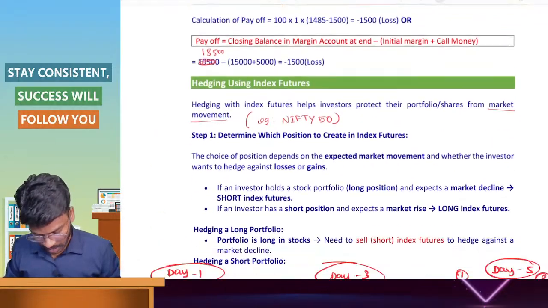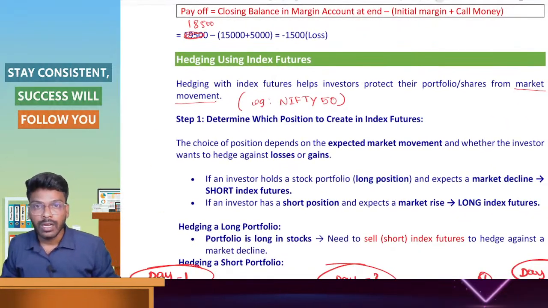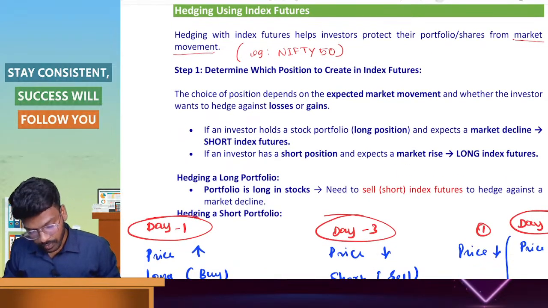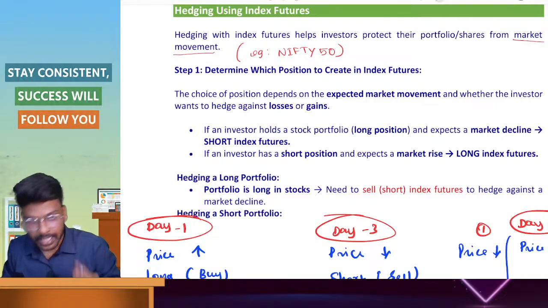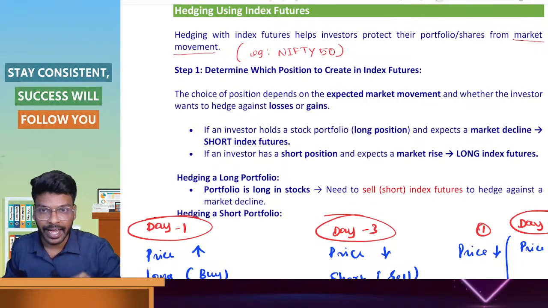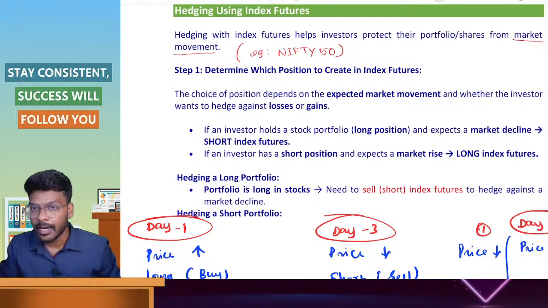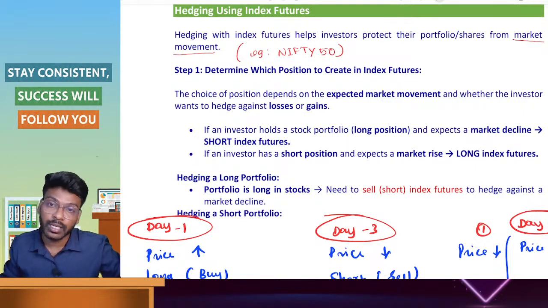Okay, first step, determine which position to create. In case of a share portfolio, you have a share and the share future is available. If you have a long position in shares, you will go for a share future for a short position. In case you have a short position in a share portfolio, you will go for a share future contract on a long position. That's it.